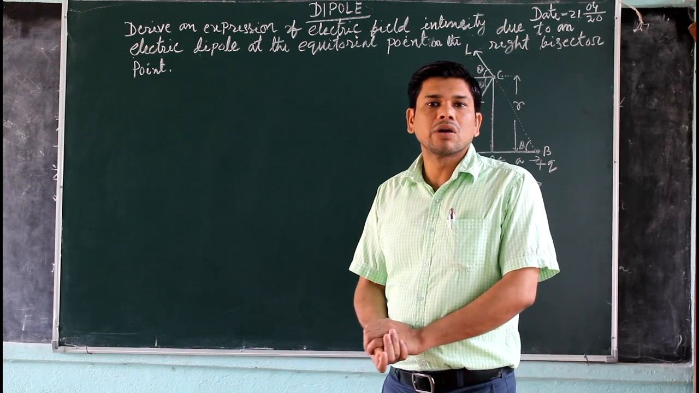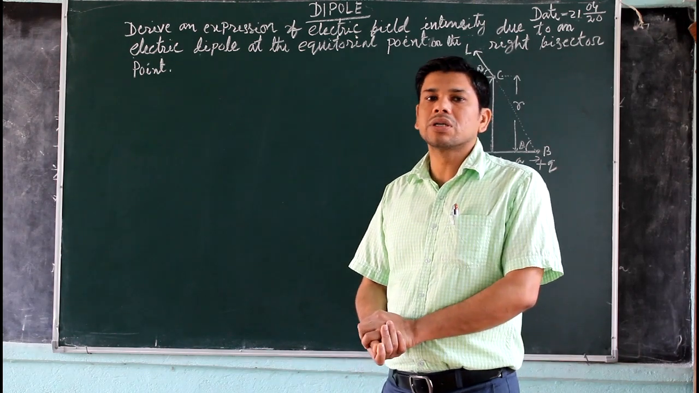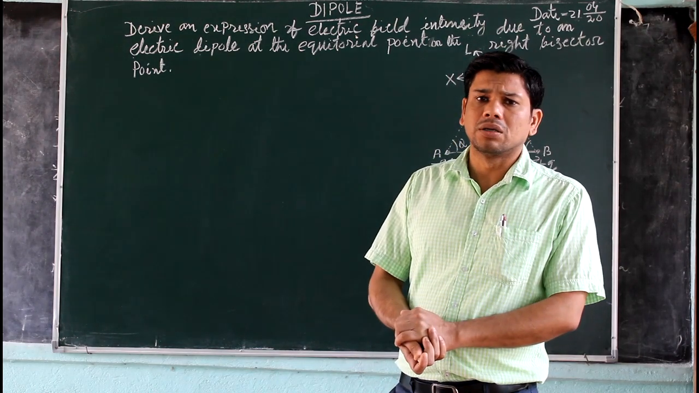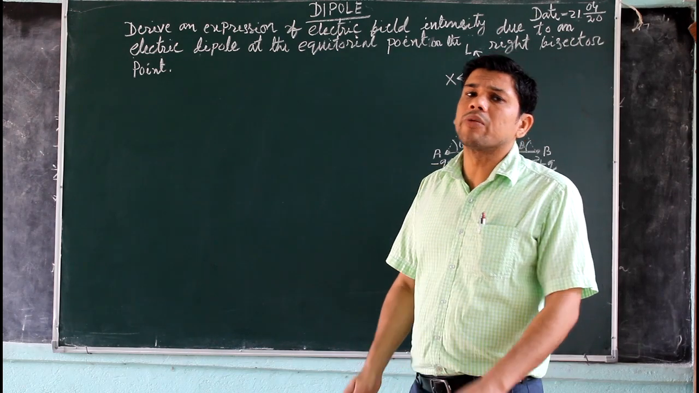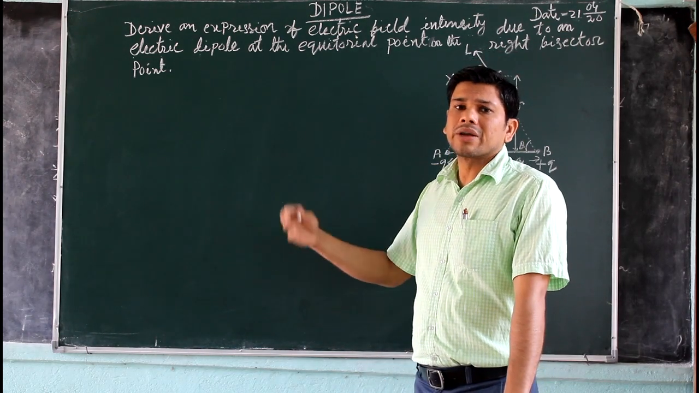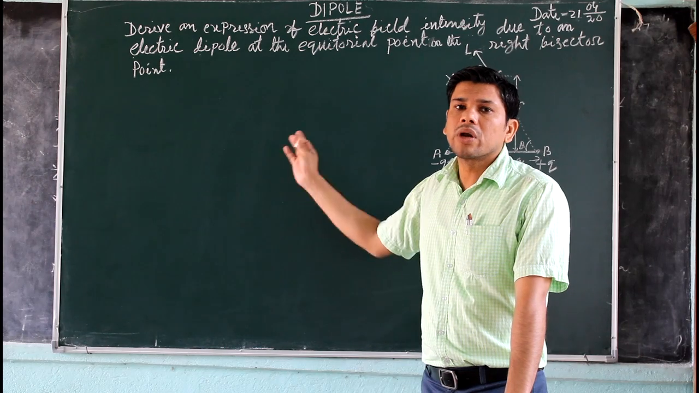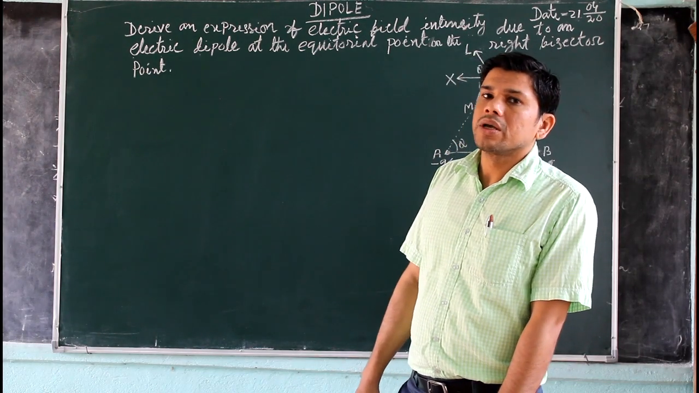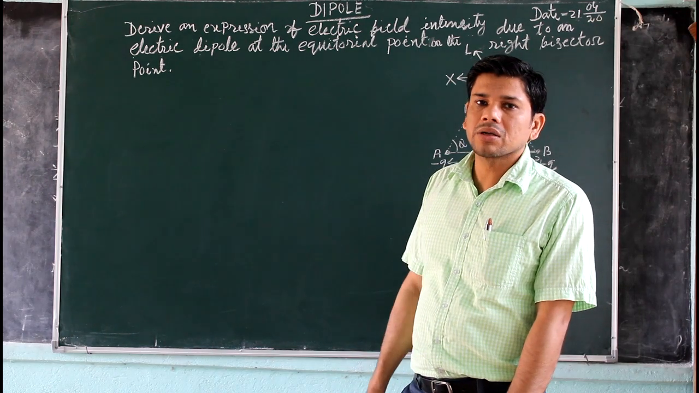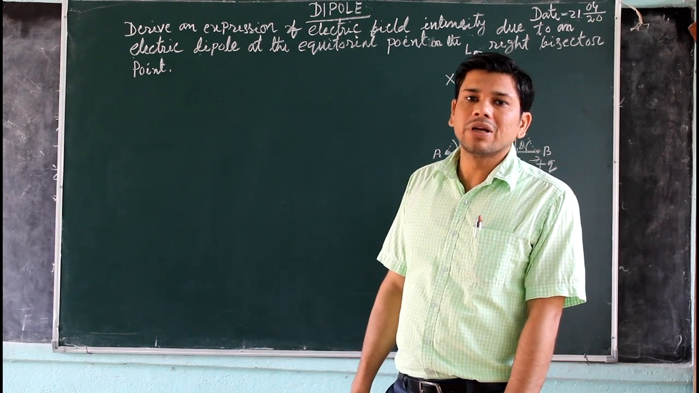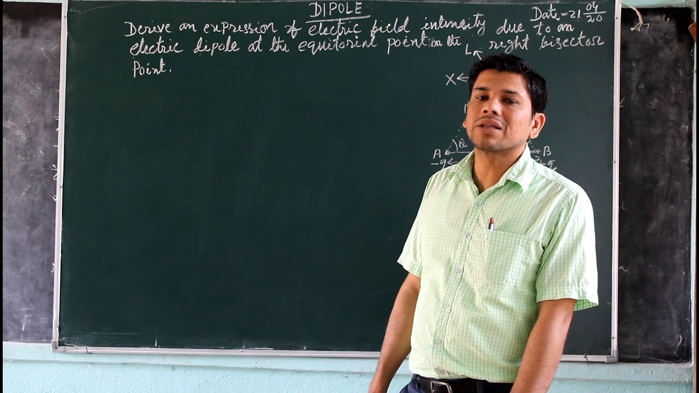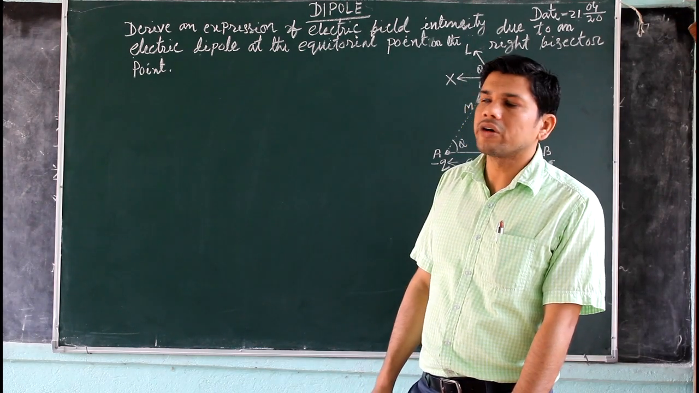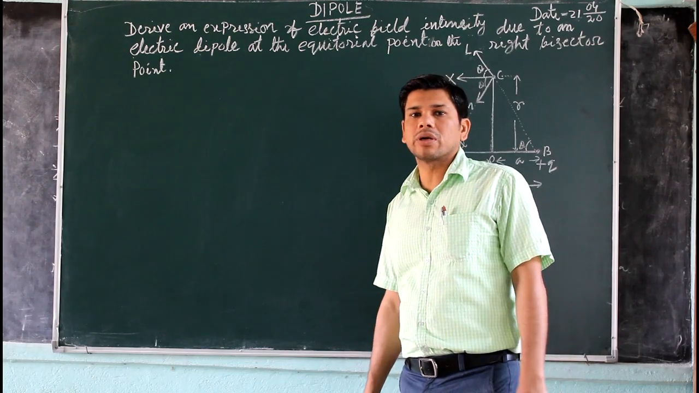Now, yesterday I already discussed the dipole, what is dipole moment, and how to find the electric intensity due to a dipole at the axial point. Today, one topic related to the dipole is that we have to derive an expression for the electric field intensity due to a dipole at the equatorial point, or right bisector point. So first you have to know what is the equatorial point.